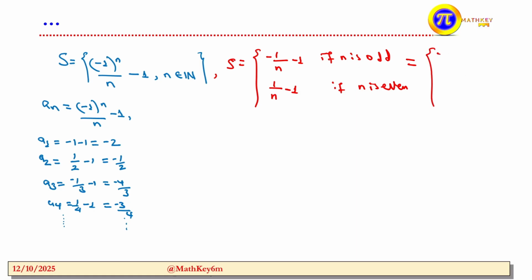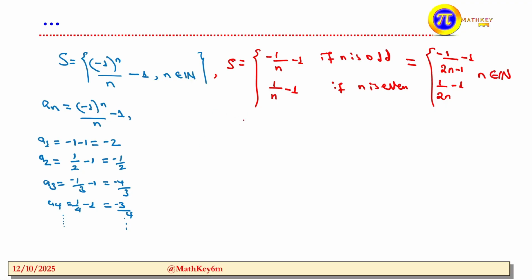This is equal to -1 over 2n minus 1, and 1 over 2n, for n an element of the natural numbers. We can express it in such forms. Even means 1 over 2n. Odd means -1 over 2n minus 1.